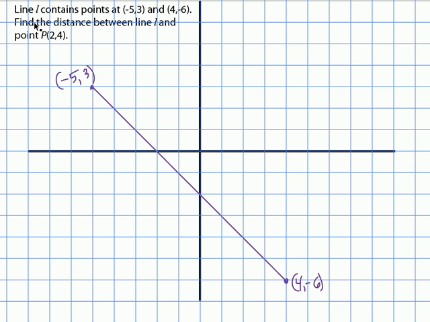Let's see what else it says. It says, now find the distance. We just talked about what distance is between the line, this line right here, this is line L, we'll put a little L right there, and the point (2, 4).